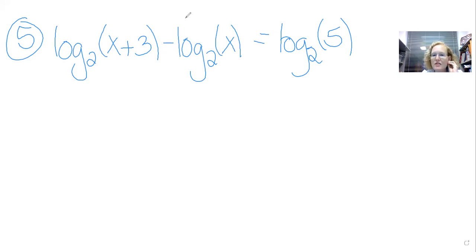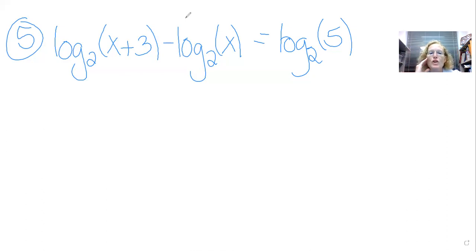Second of all, a lot of times students will see a problem like this, and the first thing they think is, oh my goodness, yay, I can cancel logs. And yes, you will be able to, but not right now. The reason you can't do it right now is because if you look at this problem, you actually have two different logs on the left, and you can only cancel logs if you have one on the left, one on the right. That's it. Nothing else. One and one.